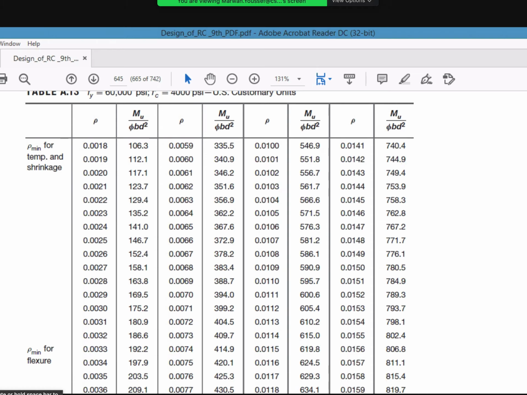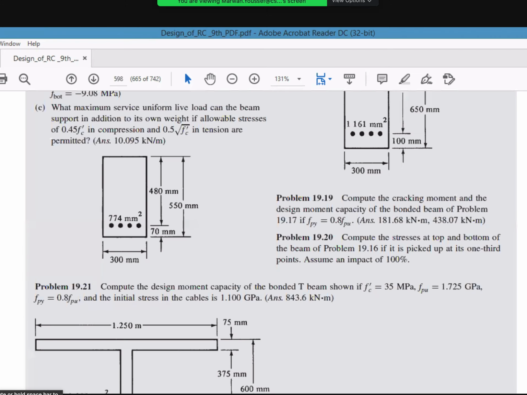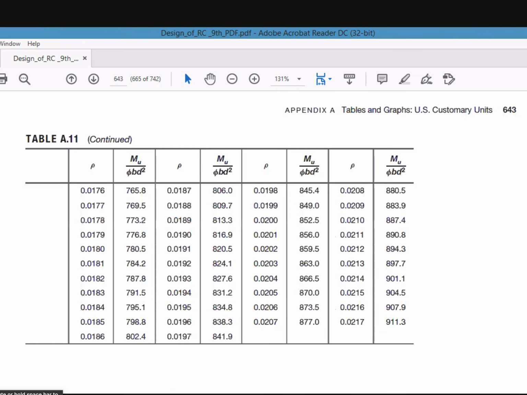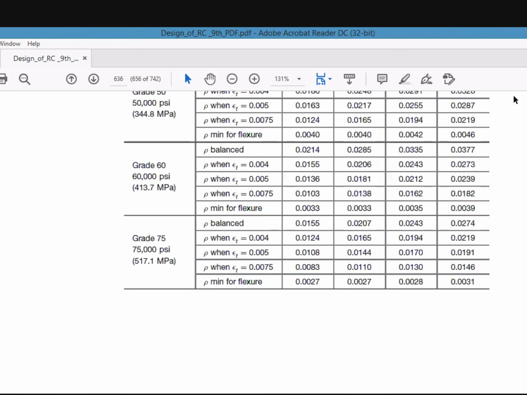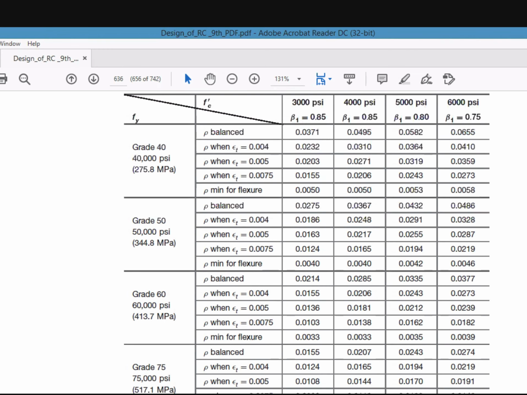Second, let's go to the table where we pick the steel for the slabs. I want to show it one time so you can do that. Again, just as a reminder, rho minimum can also be obtained right here. F prime C 4,000, Fy 60,000. You can get rho minimum 0.0033, the same.